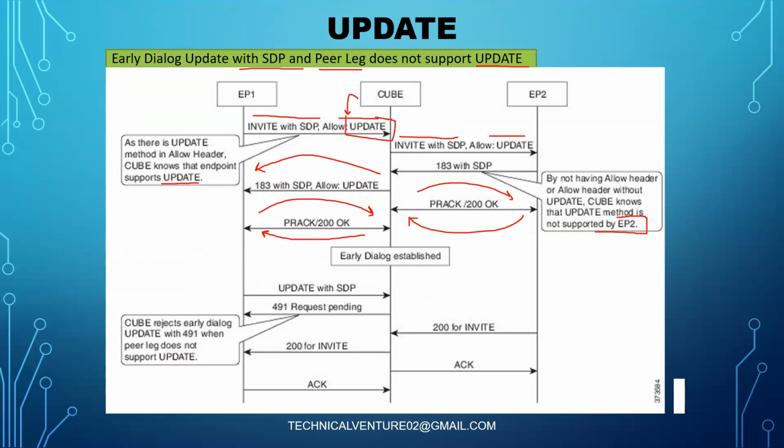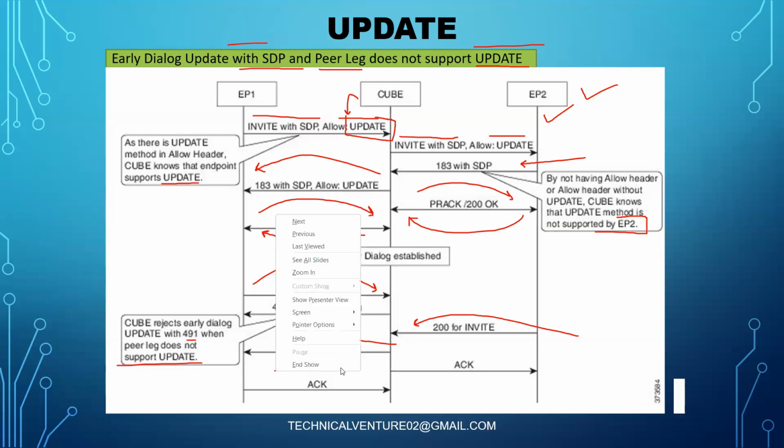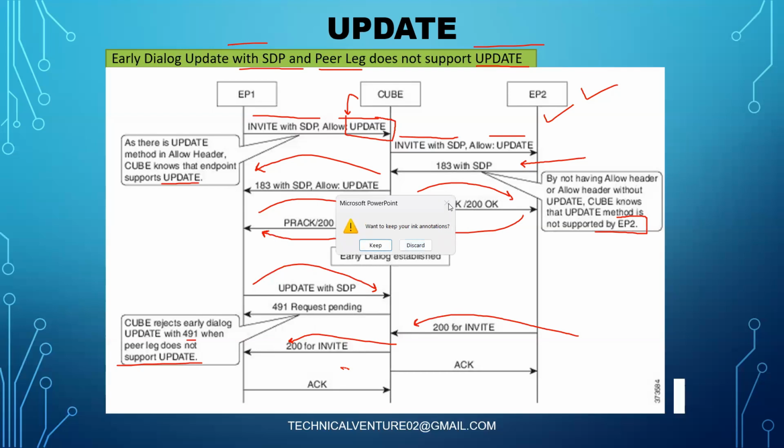Here our question is early dialog UPDATE with SDP and the peer leg doesn't support UPDATE. The peer leg is not supporting the UPDATE. So when EP1 sends UPDATE with SDP, CUBE rejects it. CUBE says 491 Request Pending, because CUBE rejects the early dialog UPDATE with 491 since the peer leg doesn't support UPDATE. And then there will be a 200 OK for the INVITE message, and then acknowledge, and then the call will start, right?